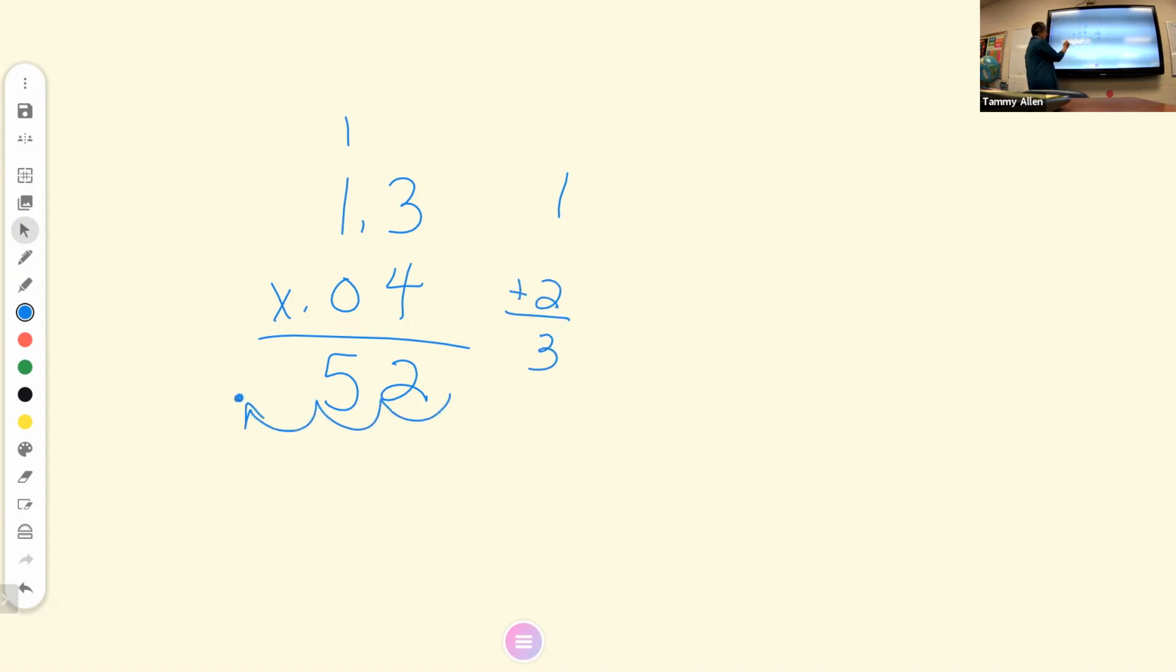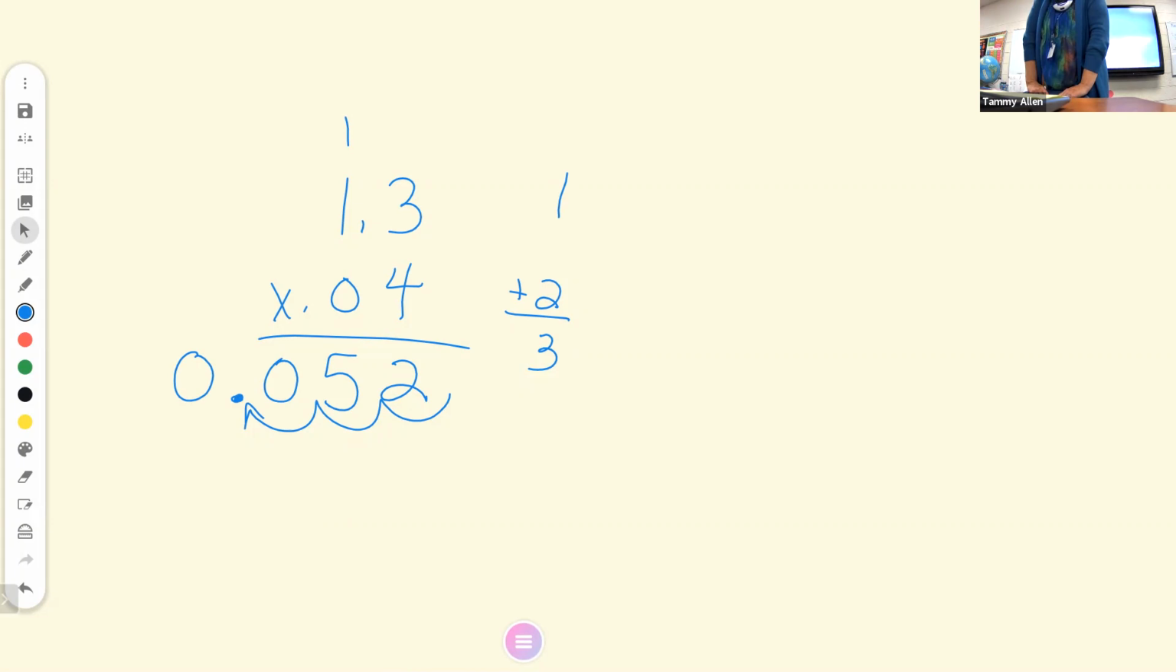The decimal point belongs over here. I have an opening. What do I need to do? Fill in with a 0 to keep my decimal place in the right position, right? So 52,000. I can put a 0 out here. I don't have to, but I can. All right? 52,000. And number 6.